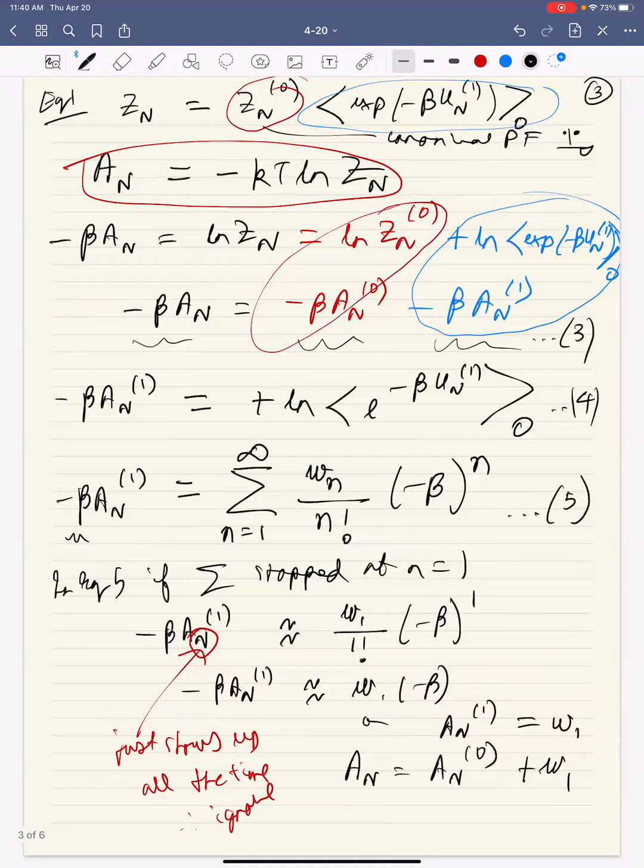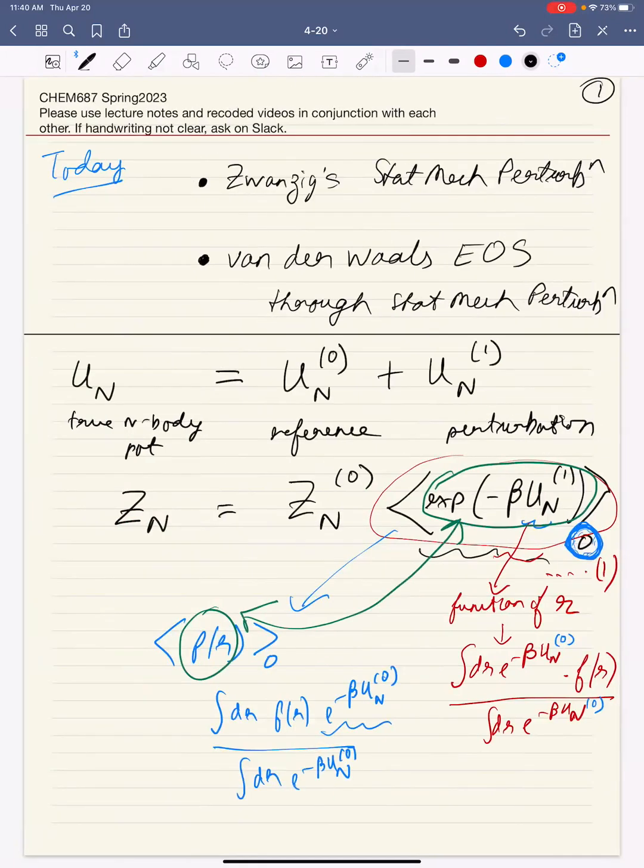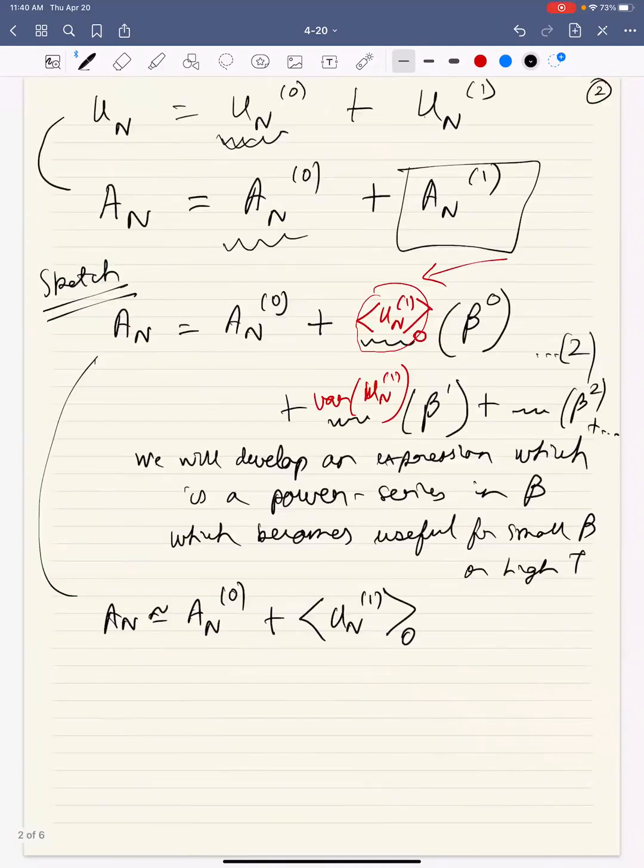So let's go from the very beginning. All of this that we did, let's go over it, every equation. This equation we derived last time, right? Everyone happy with this? Zn is equal to Zn0 multiplied by e to the power minus beta Un1 in ensemble 0. So what we want to do is to say that if Un is some reference potential Un0 plus some perturbation Un1, what is going to be the value of the Helmholtz free energy of the perturbed system? That's the point we are trying to show.